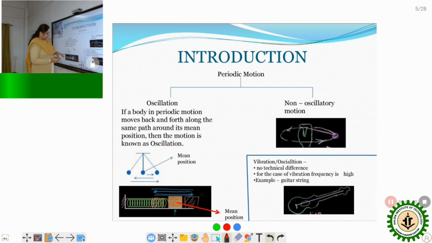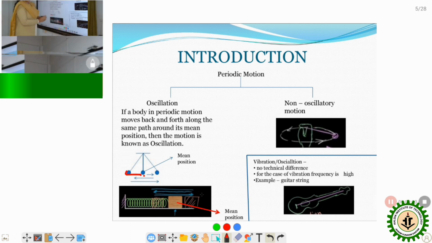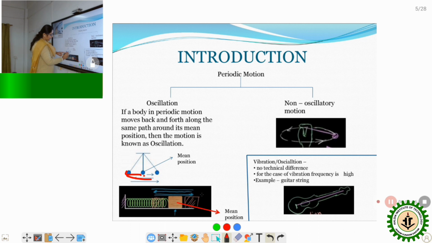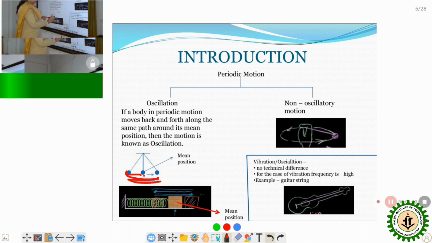First, take the pendulum again. This is the pendulum and this position is the mean position, or rather we can say the equilibrium position. That means there is no disturbance. When we change its position from the mean to position 1, what happens? It will go back again to this position, again back to position 1, again to this position.